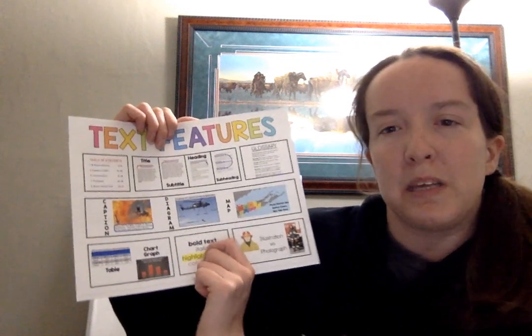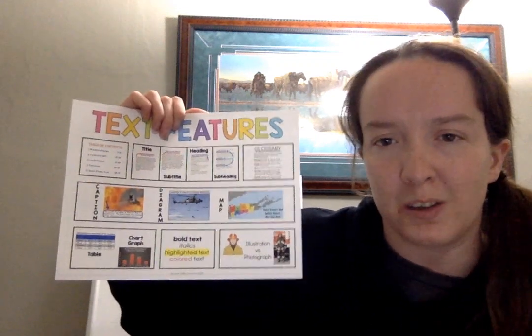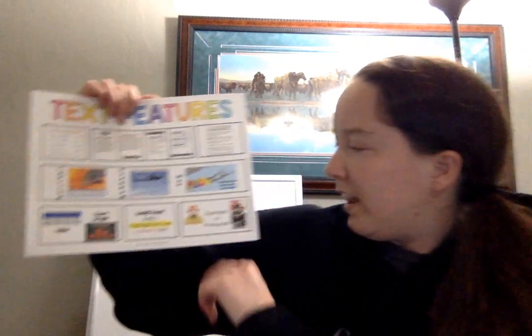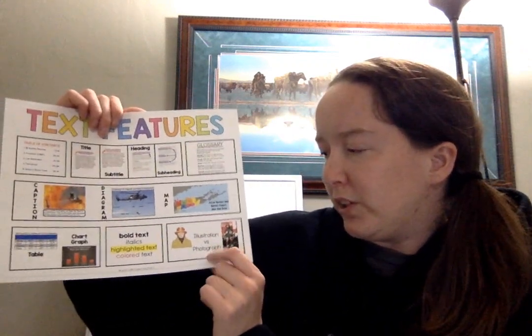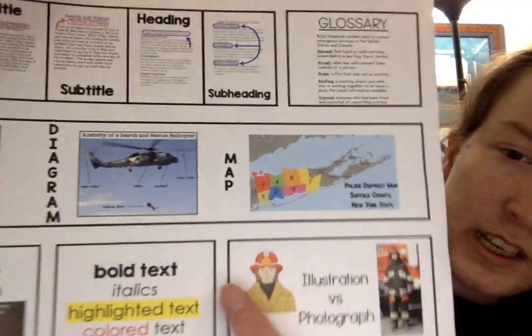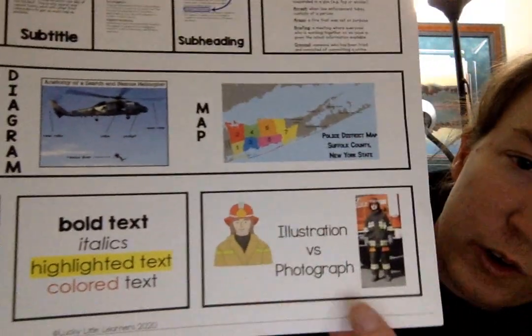Italics can sometimes mean that it's another book, and then you can go look at the other book, or it's a source. And then an illustration versus a photograph. An illustration looks cartoony, looks like it's drawn, and a photograph looks like real life. Right, so those are our text features.